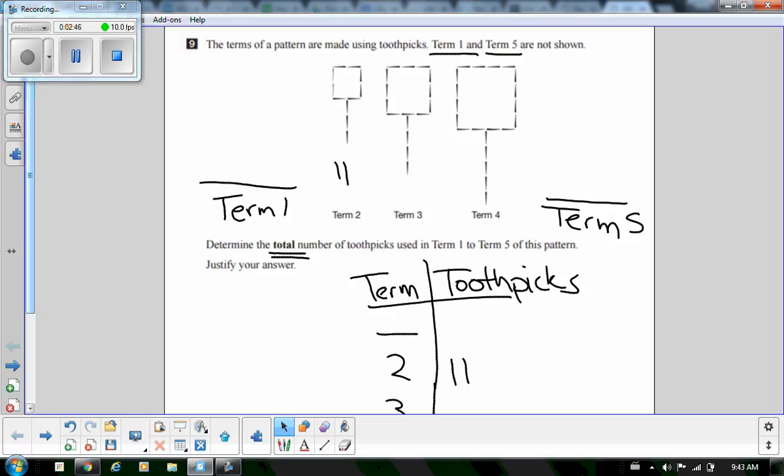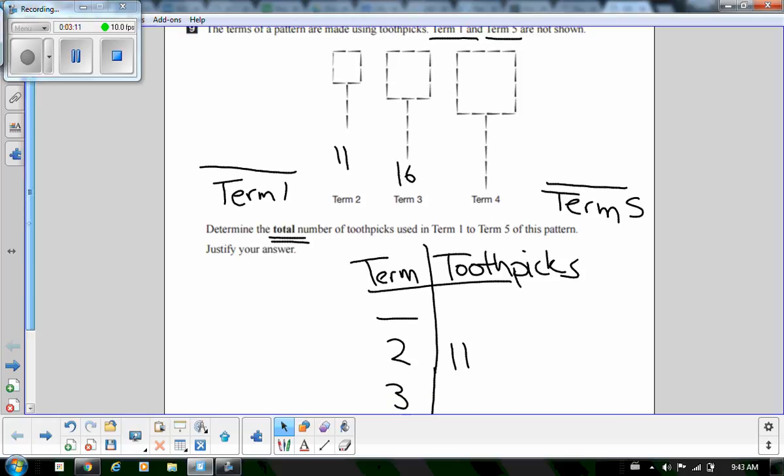There's 11 toothpicks. Term 3, he counts. 1, 2, 3, 4. Then he counts the square. 5, 6, 7, 8, 9, 10, 11, 12, 13, 14, 15, 16. He's got 16 for term 3, but he counts twice because he always makes sure that he counts properly. Double checked. He's got 16. Puts that in the table of values.